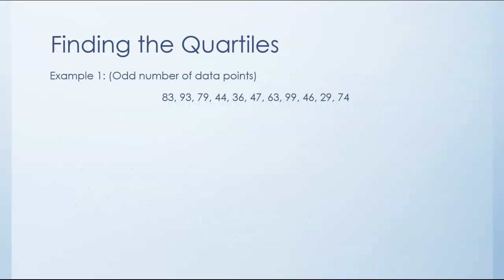So our first example, we have the odd number data set here, 83, 93, 79, so on and so forth. We've got all those nice numbers. Again, the very first thing we're going to do is put those numbers in numerical order, starting with 29 being our lowest, 99 being our highest. Since there are 11 data points, the middle of our data is halfway, which would be our sixth data point, which would be the 63.